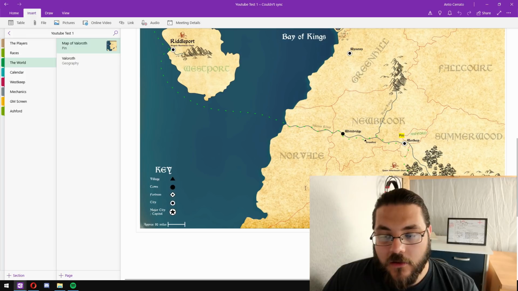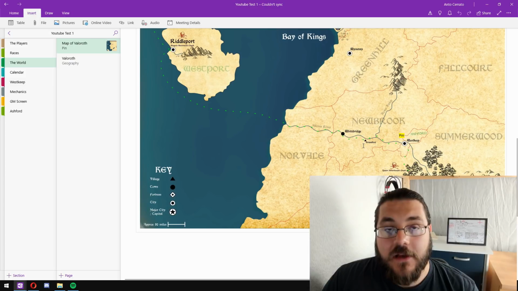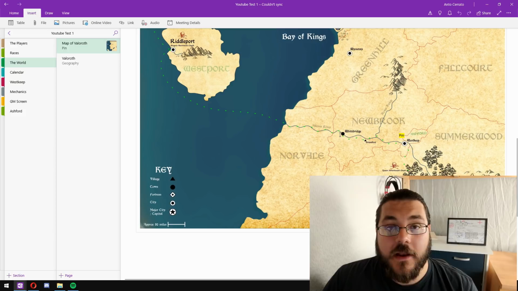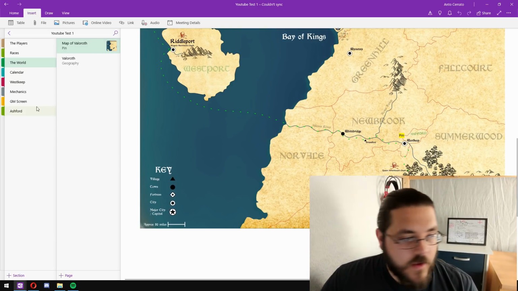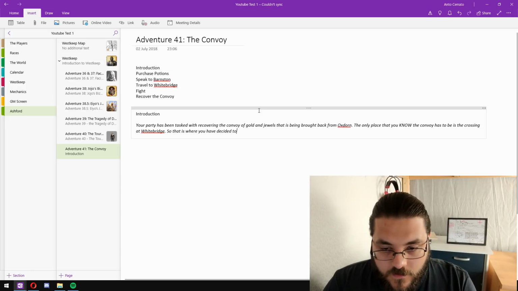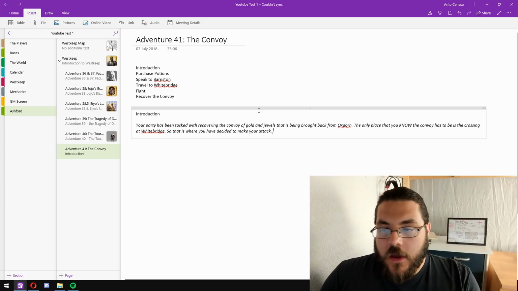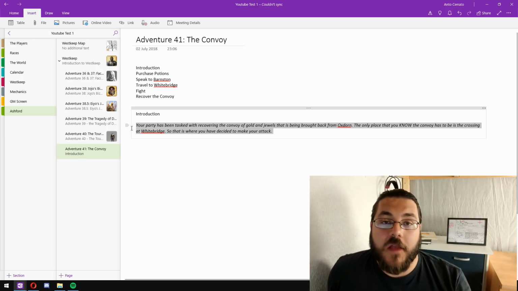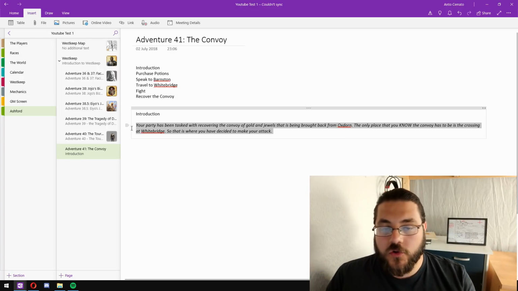They don't know where the convoy will be moving through, what road it will be taking, but they know if it's coming by land, which it is, they know it has to cross Whitebridge. So that's where they're going to make their attack. So at Whitebridge, that is where you have decided to make your attack. So I will read that out to the players at the start of the session and then basically say, so what do you want to do?